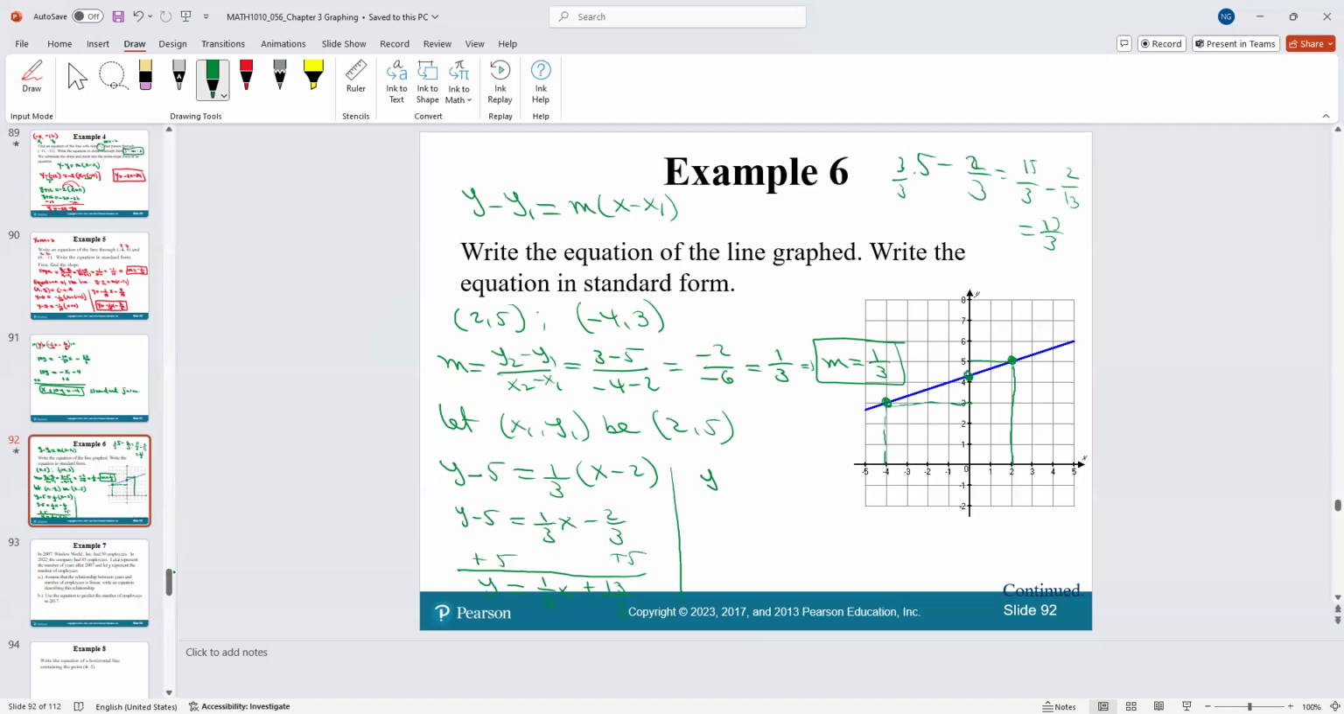Because we need the standard form, remember we have y equals 1/3 of x plus 13 over 3. Multiply both sides by 3, we end up with 3y equals x plus 13. So if we want to bring everything over, we're going to have -x plus 3y equals 13 when we subtract x from both sides. So this is the standard form. Okay, remember, standard form is in the form ax plus by equals c. That's the standard form.